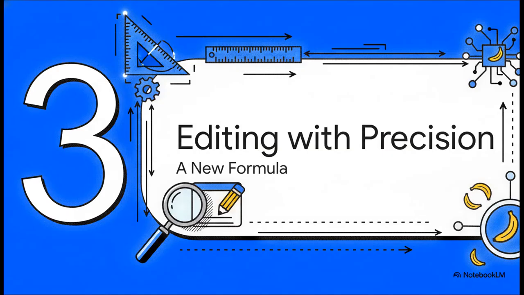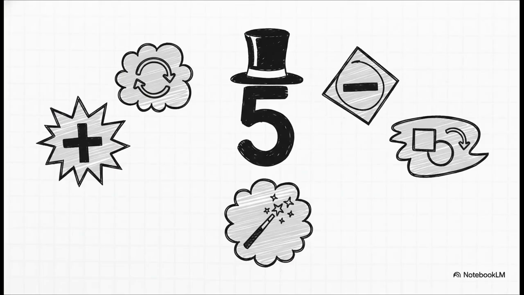Okay, so creating from scratch is awesome. But what about when you just want to edit an image you already have? Well, that takes a whole different level of precision. Let's get into it. The secret weapon for editing? These 5 magic action words. Seriously, burn these into your brain. Add, change, make, remove, and replace. When you use these, you're telling the Nano Banana AI exactly what to do.